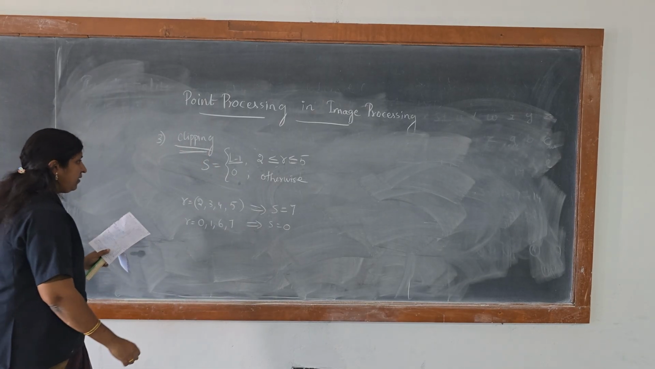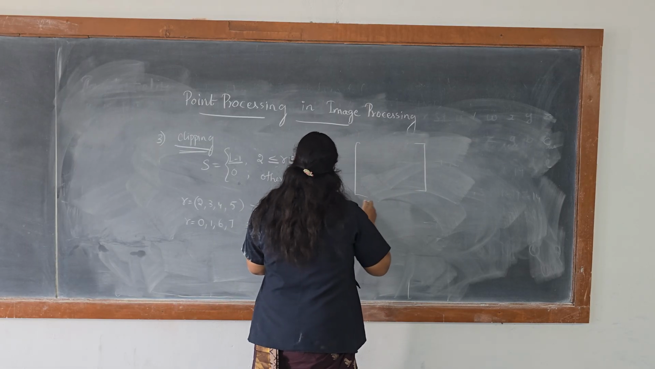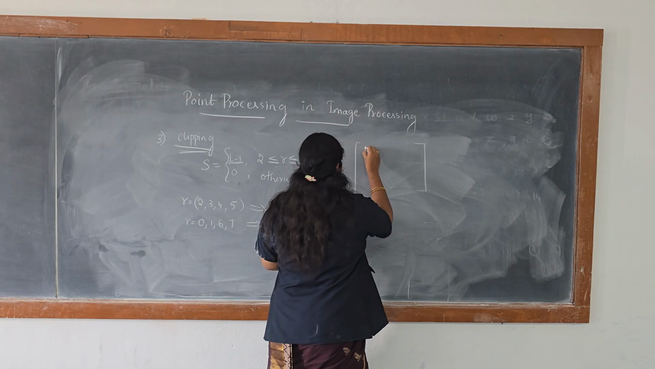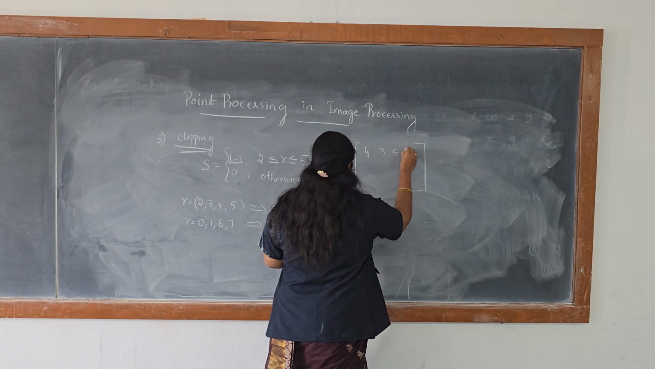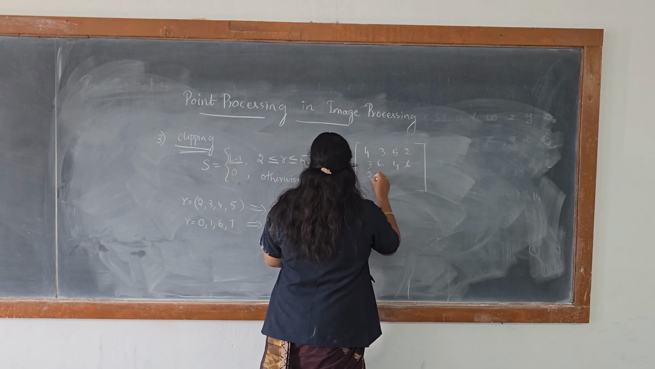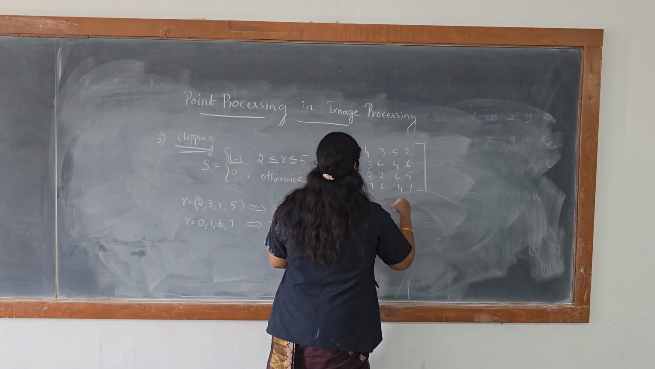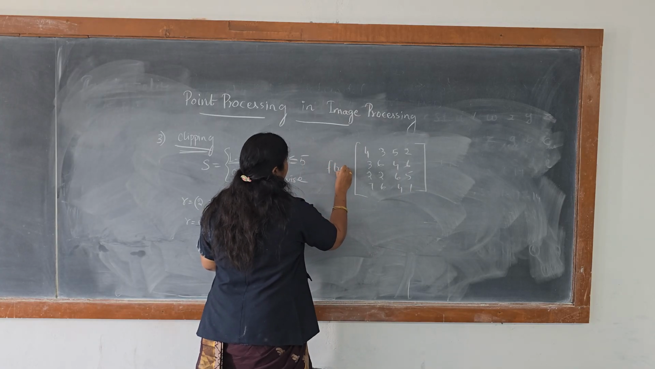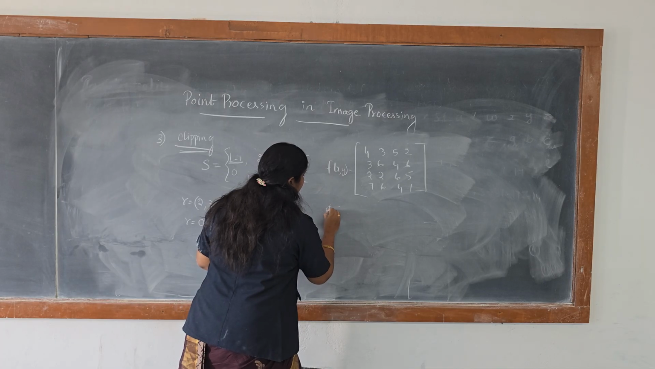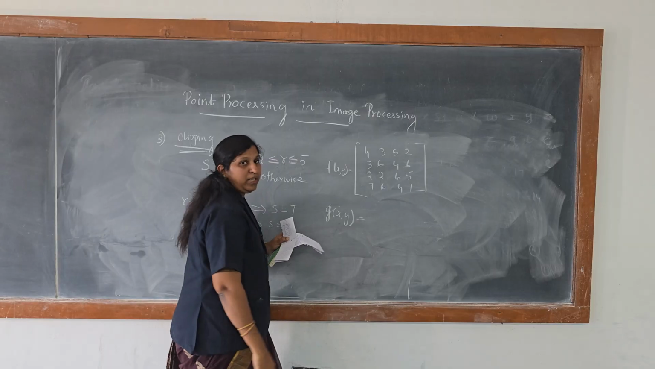Okay, so take the same matrix: 4, 3, 5, 2, 3, 6, 4, 6, 2, 2, 6, 5, and 7, 6, 4, 1. So it is the f of x comma y input matrix, and g of x comma y is the modified output image.